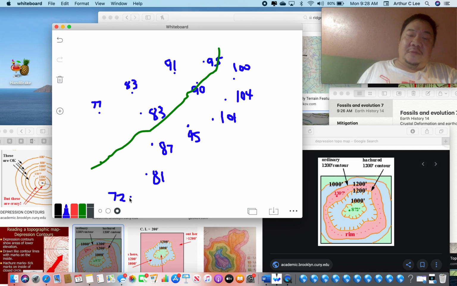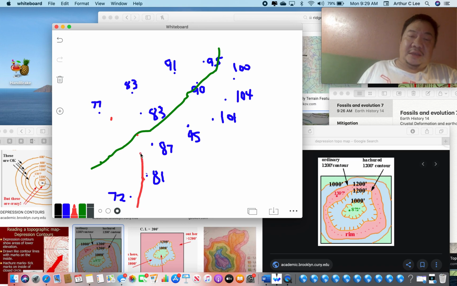Okay, here's 72 feet, here's 81 feet, right? Where would 80 fall? I'm going to put it in a different color here. Where would 80 fall between these 2 points? Well, it would be right about here, right? 77 and 87, those 2 points. Where would 80 fall? Right about here. 72 and 83, 2 points. Where would 80 fall? Right about here.